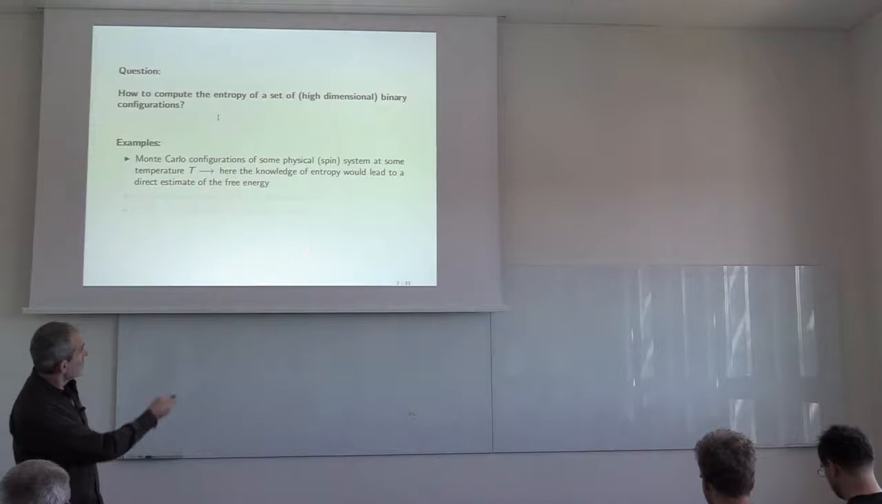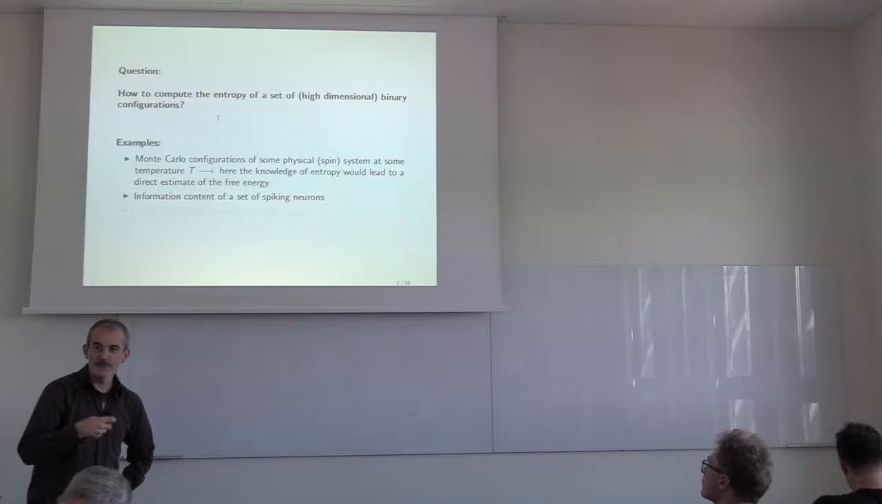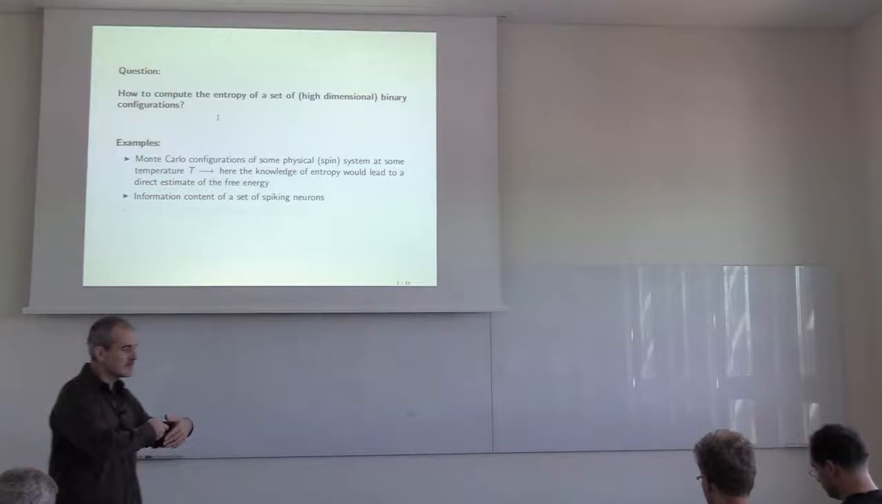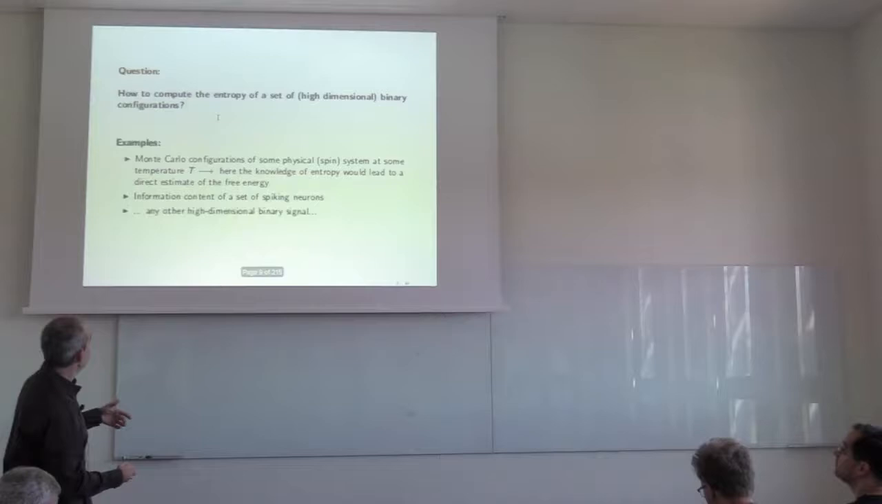For example, the information content of a set of spiking neurons. So very often in neuroscience, people just measure time series of neurons, which are relatively high dimensionality, and people want to estimate what is the information content. So they want to take those binary signals and compute the Shannon entropy of those signals. And also, basically, any other high-dimensional binary signal would be applicable.